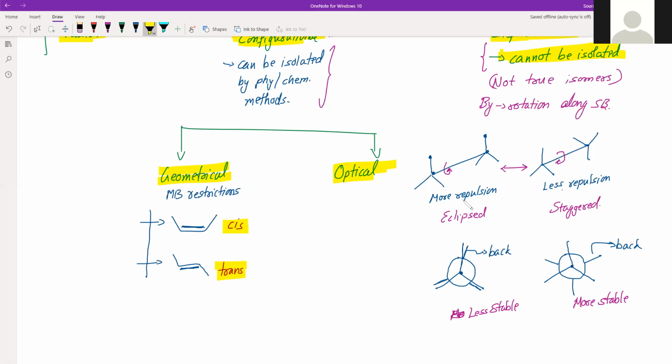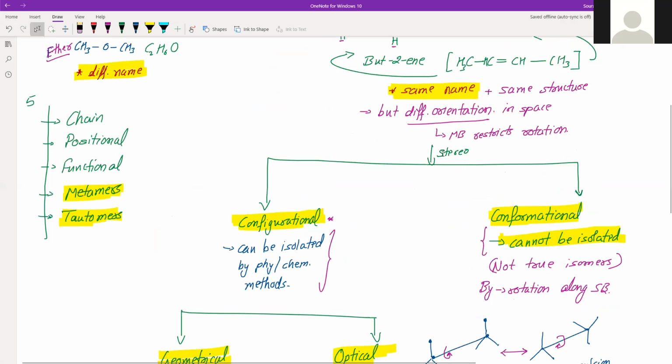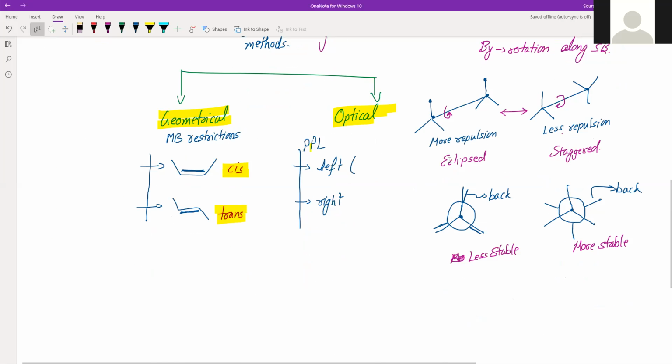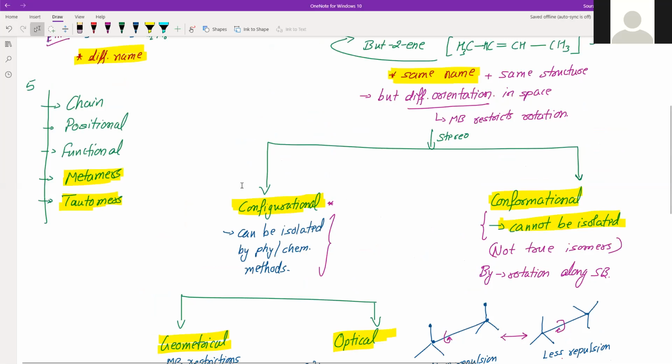And in optical isomers, we have already seen that their behavior towards plane polarized light is different. One deviates or rotates the PPL, that is plane polarized light, in the left direction, and the other rotates it in the right direction, that is, clockwise or anti-clockwise. So these are all different types of isomers. Let's see them one by one. Let's start with the structural ones.